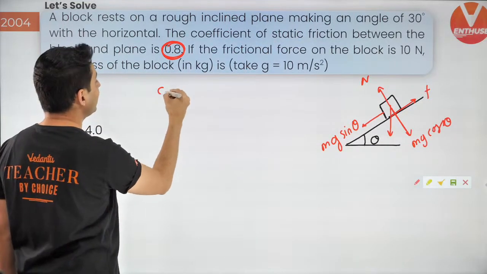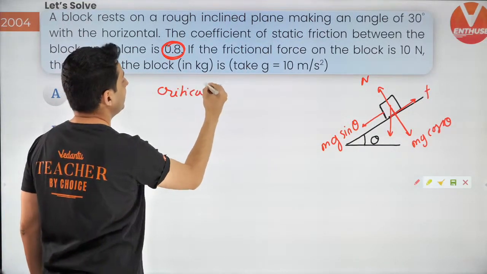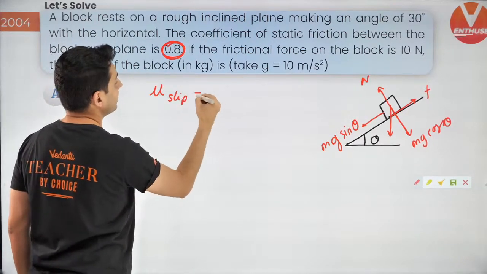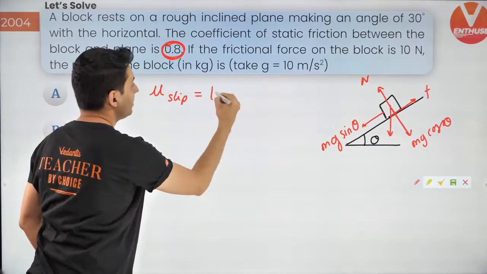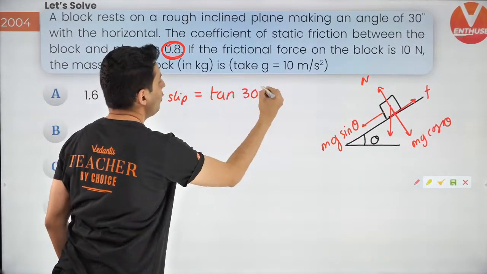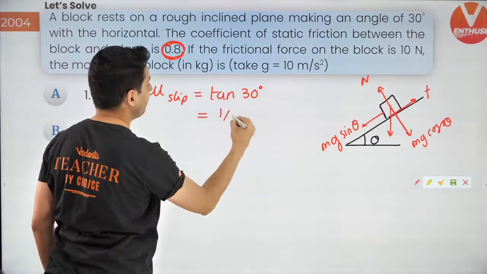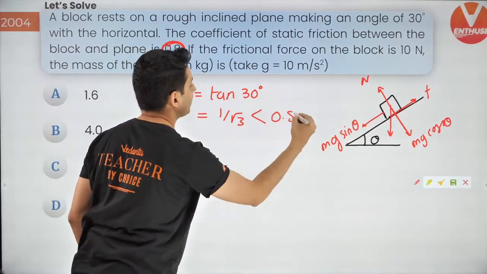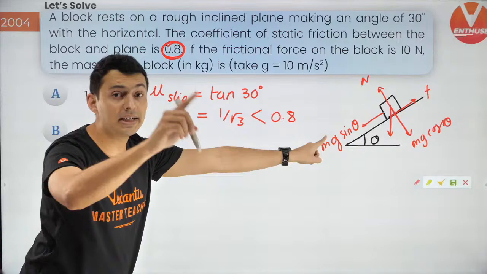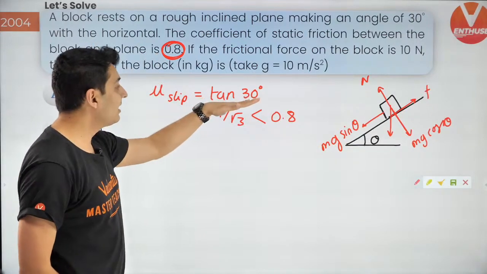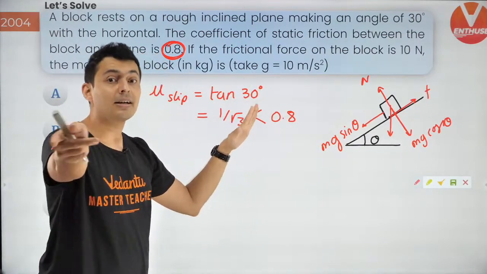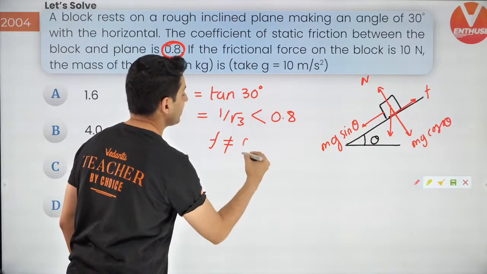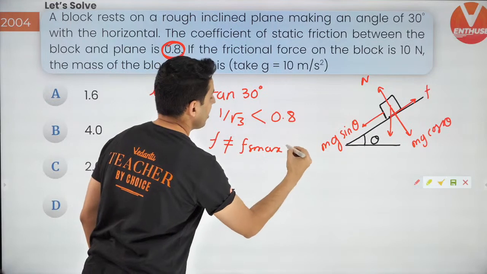If I find the critical angle, or I can say the mu for the slip condition, when the angle is 30, then that mu value tan 30 is nothing but 1 by root 3. This is definitely less than 0.8. That means this angle is not so much that it comes to the verge of slipping. So that means F is not equal to FS max.